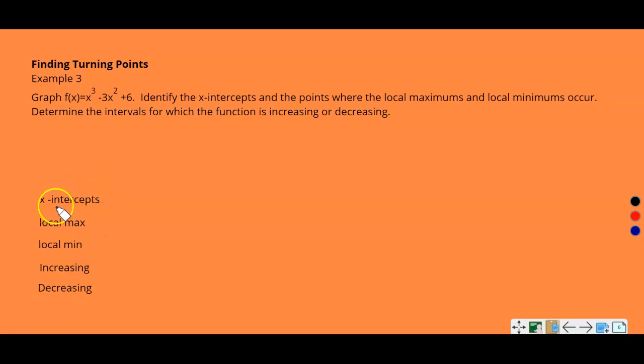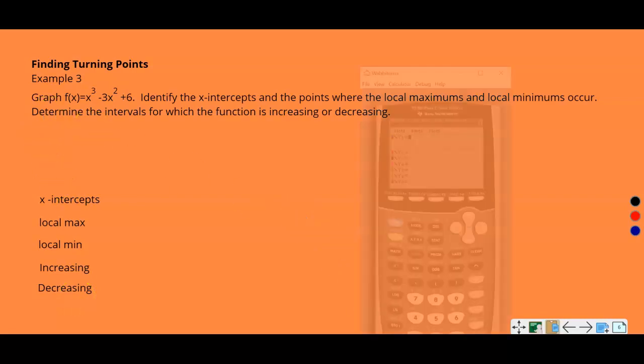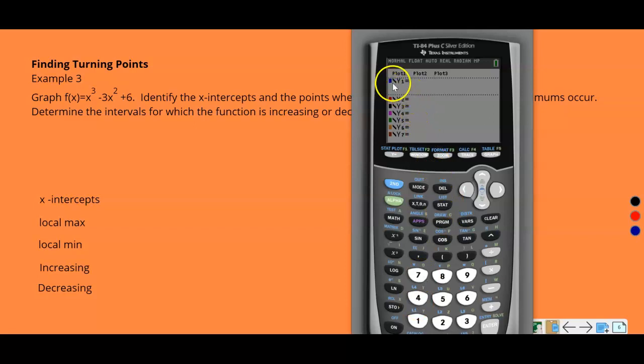All right, so you can see I already put down here so we don't miss anything. We're supposed to find the x-intercepts, the local maximum, the local minimum, where it's increasing and decreasing. So let's graph the function first. We're going to use our TI-84 to graph this. So if you go to y equals, and we're going to graph x cubed minus 3x squared plus 6.